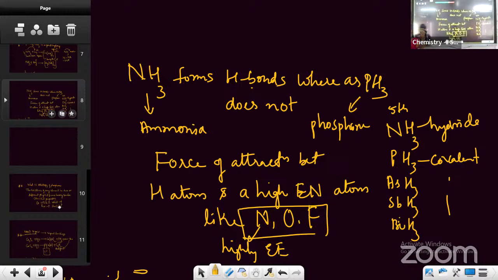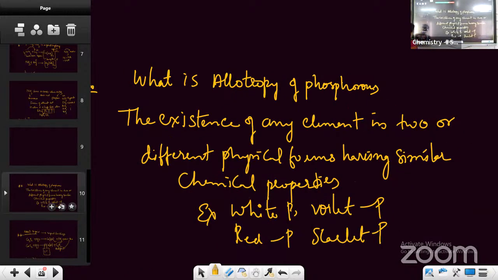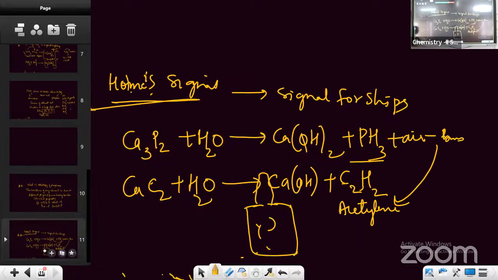Okay, then next we have seen allotropy, right? Existence of an element in two or more different physical forms having similar chemical properties. Example, white phosphorus, violet phosphorus, red and scarlet. Then home signal: calcium phosphide, calcium carbide. First phosphine will be released, that will burn when it comes in contact with the air, and that will light up the acetylene. Okay, thank you. So with this we have completed the 15th group elements.